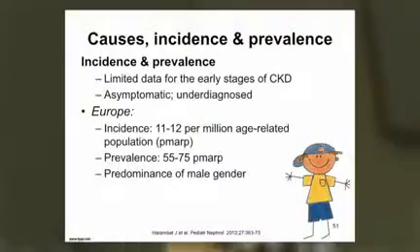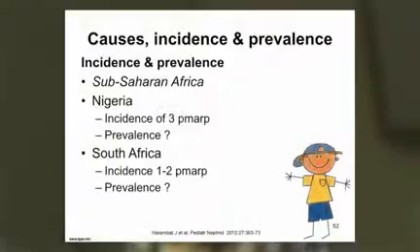There's limited data for the early stages of CKD. If you go and try and find data, you would see that it's mostly related to end-stage kidney disease because it's often asymptomatic and underdiagnosed. In Europe, the incidence is about 11 to 12 per million age-related population. The prevalence 55 to 75, and very interesting, a predominance in the male gender. They don't say why.